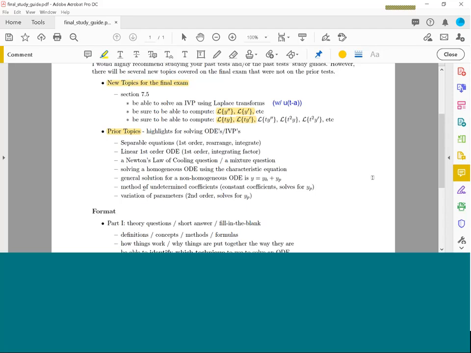So in terms of the highlights of what you need to make sure you know, you want to make sure you can handle separable equations. Remember, separable equations are what? They're first-order differential equations. So what you're looking at is where you can have your derivative.